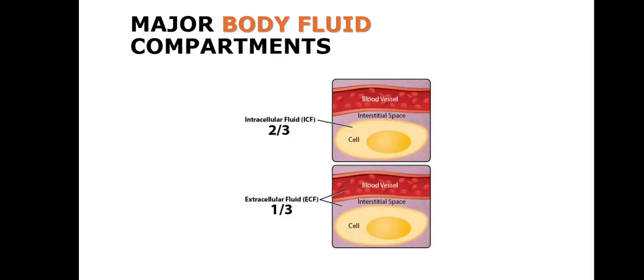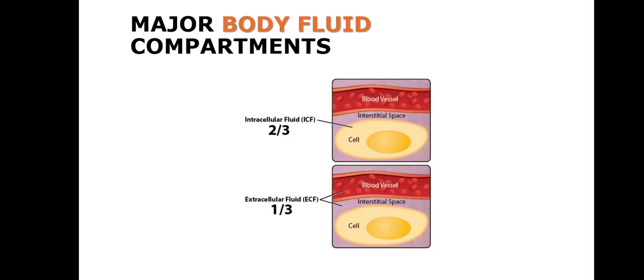We have two major body fluid compartments in the body: the extracellular body fluid compartment and the intracellular body fluid compartment. These are just terms that can confuse you when they are very simple. Look at extracellular fluid: it is the fluid found outside the cells. And intracellular fluid is the fluid found inside the cells.